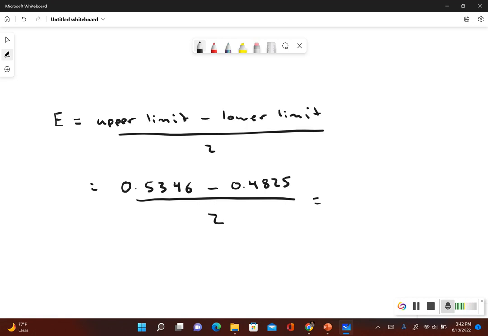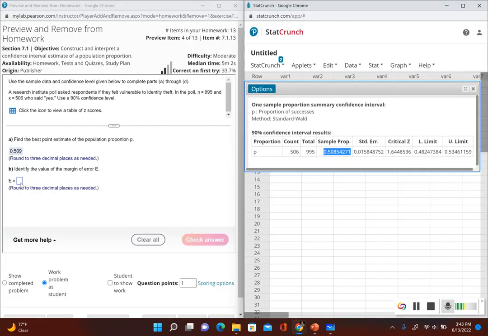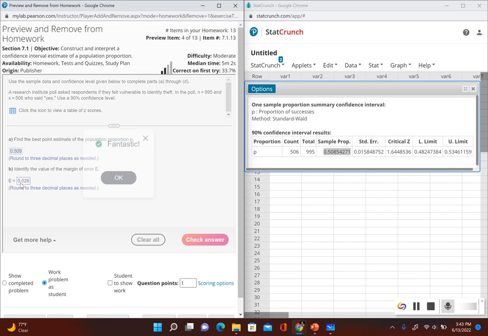Okay. So let's go ahead and subtract first. 0.5346 minus 0.4825. So that gives me 0.0521. And then I'm going to go ahead and divide that by 2. That gives me 0.02605. This would be our margin of error. Now in our problem it says to round to 3 decimal places, so I'm going to have 0.026. I'm going to put that in, so it's 0.026.